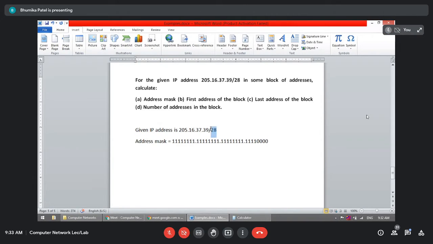Yes, okay, ma'am. From this /28 we just put the first 28 bits as 1. The remaining 4 bits out of 32 will be compulsory 0. So first we had to find the address mask, and we have already found it, right? Now we have to find the first address of the block. How will the first address of the block be found?